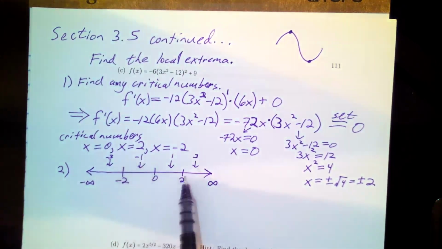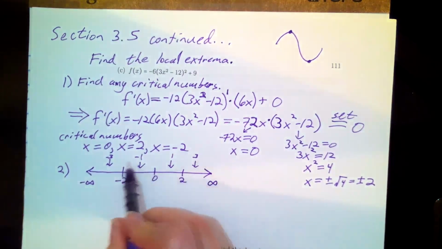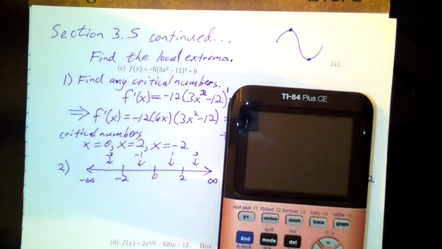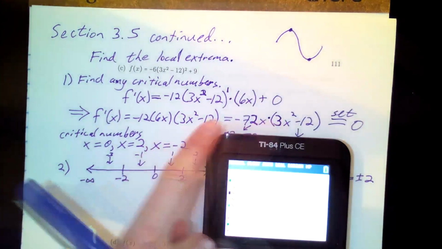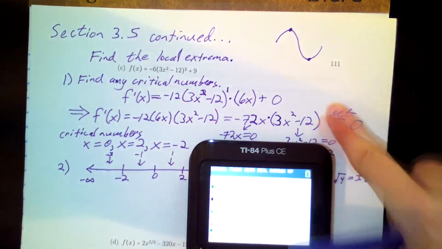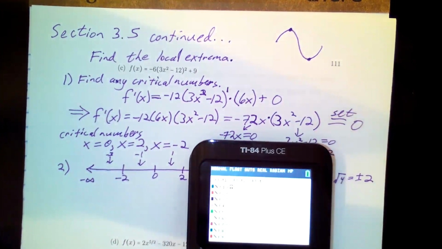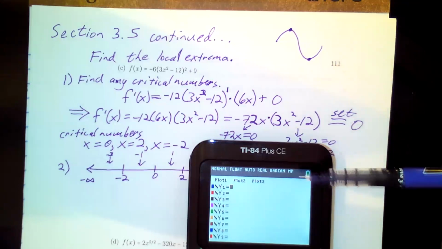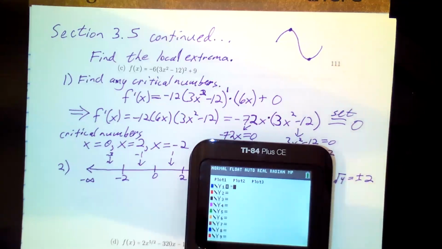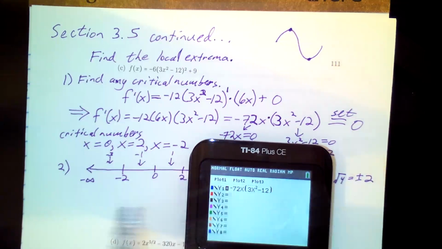Now, once you pick these numbers that are in between your critical numbers, you're going to plug those into your derivative. Now, this is where I like to use my calculator. Let's put our derivative function, this fella, into my y equals. Let me darken that up so you can see it. There we go. Let's put our derivative function into our y equals. That's way easier to plug stuff in. So I have -72x times 3x squared minus 12. Put it in there exactly like that. That's my derivative function. And I'm going to plug my test points into it.